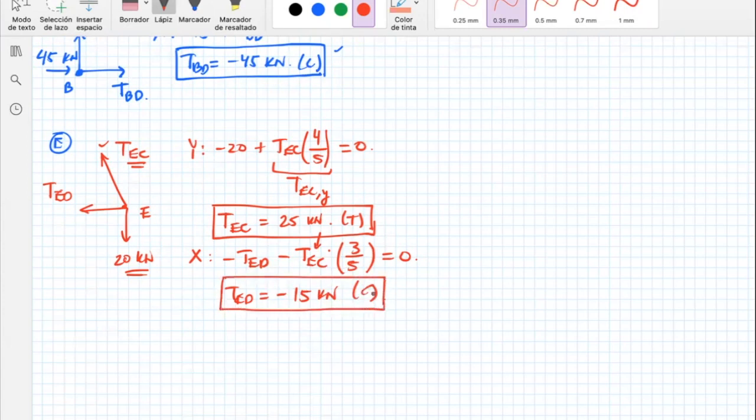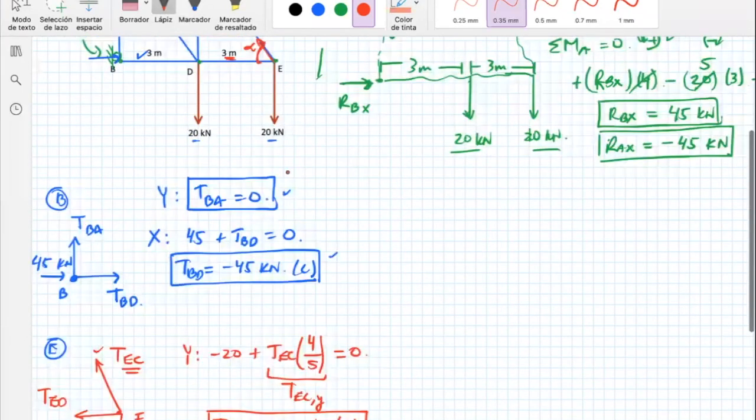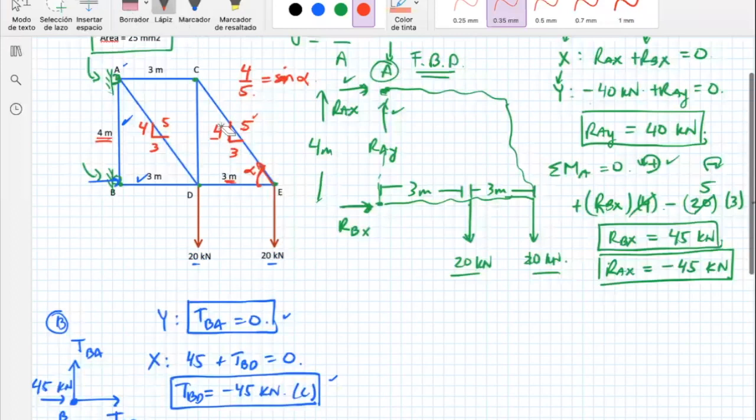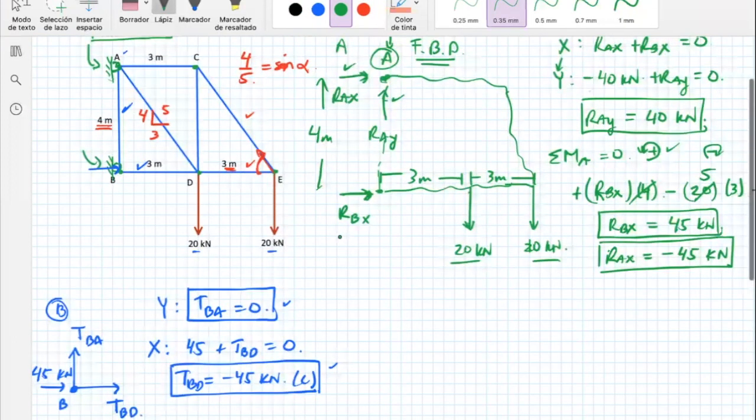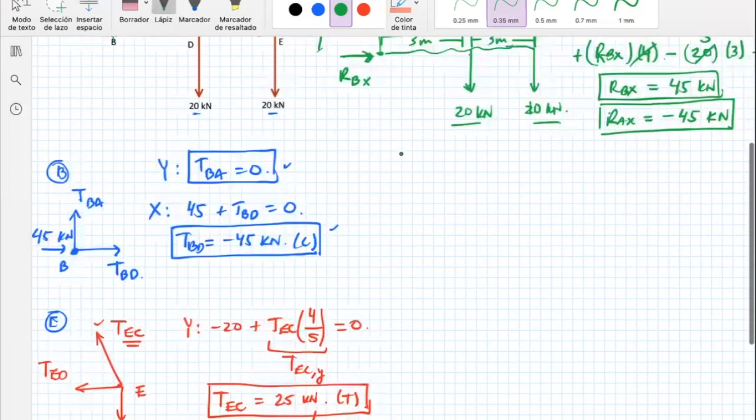Tension means that the member wants to pull off the joint, and compression means that it wants to push into the joint. That's actually what it's doing. Let's go to another one. So we already had these guys. Let me just erase a little bit here to make it a little bit clearer. So we had these guys and I had these guys. Now let's go with some of the members happening in the middle. Let me just go with D.